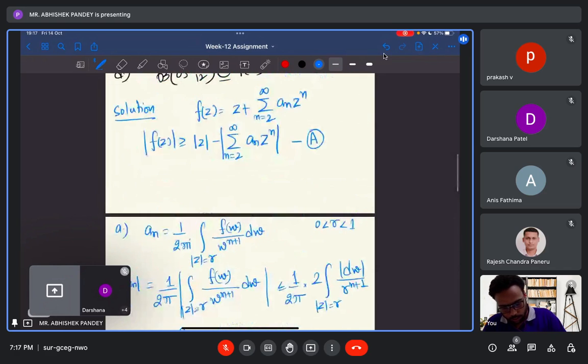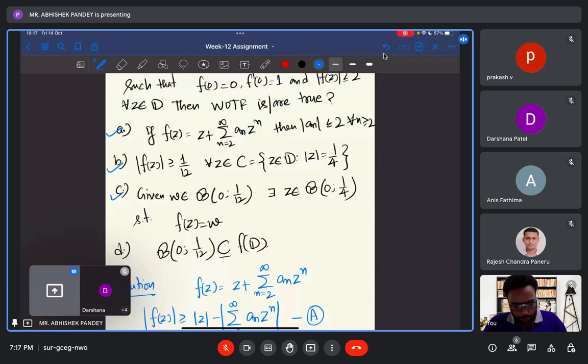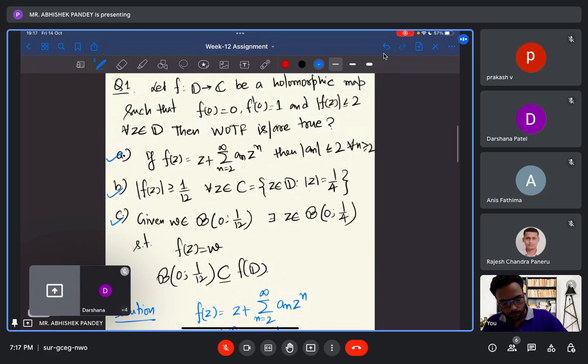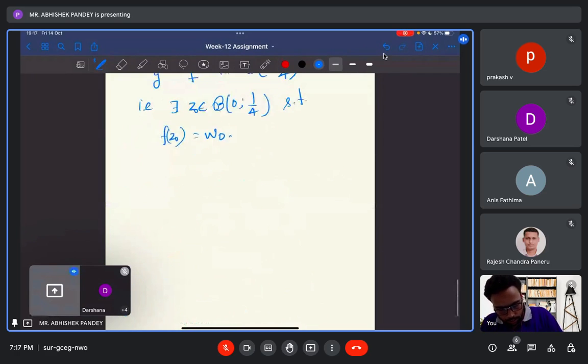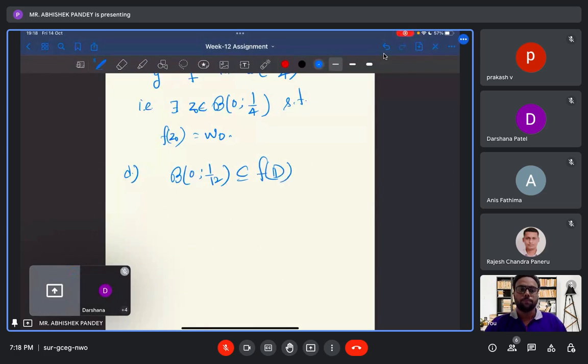So C option is correct. And with the help of C option, we can see this ball is contained in the image, isn't it? Okay, so with this, we can see that this ball is basically contained in the image of f. Because for any point, you can get a z in this one so that f(z) equals w. Okay.